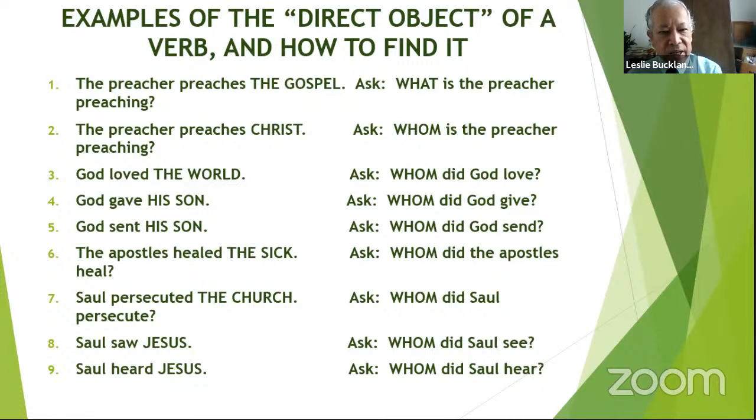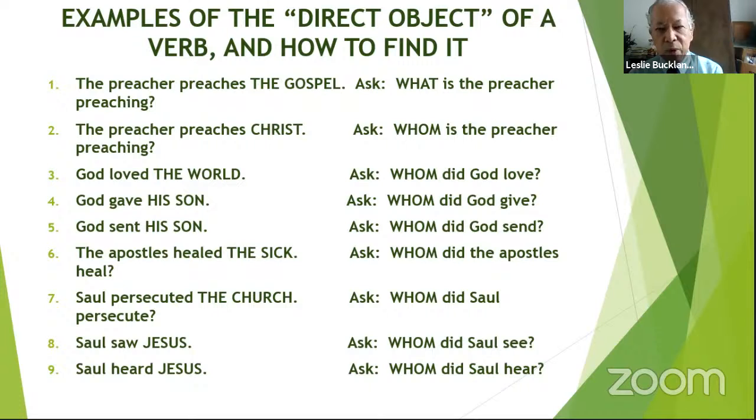Number 5, God sent his son. Again, whom did God send? And the answer gives you the direct object of the verb. Number 6, the apostles healed the sick. And so you ask the verb healed, whom did the apostles heal? And the answer gives you the direct object.